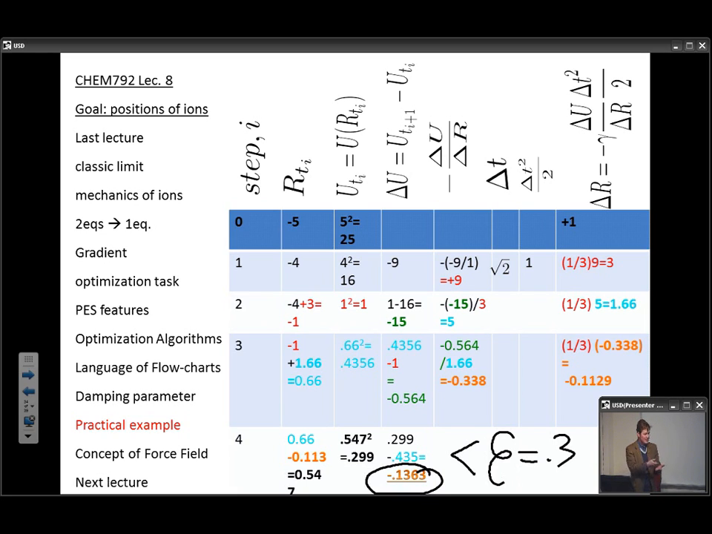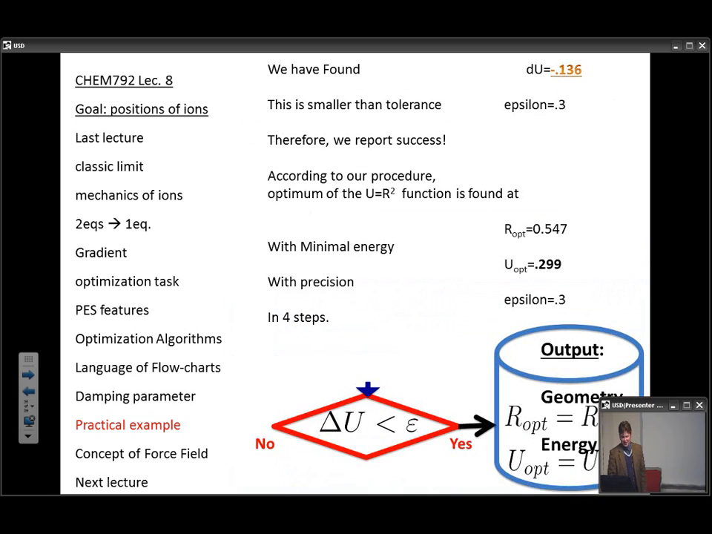Of course, it is not a perfect success, not an ideal mathematically precise value, but from being very far, we are coming closer to the minimum in a pretty small number of steps. So we are applying this branching in our algorithm. We are comparing that this 0.136 is smaller than 0.3 in absolute value, and we are stopping the algorithm. Saying, okay, great, stop. Report to the user what we have found.